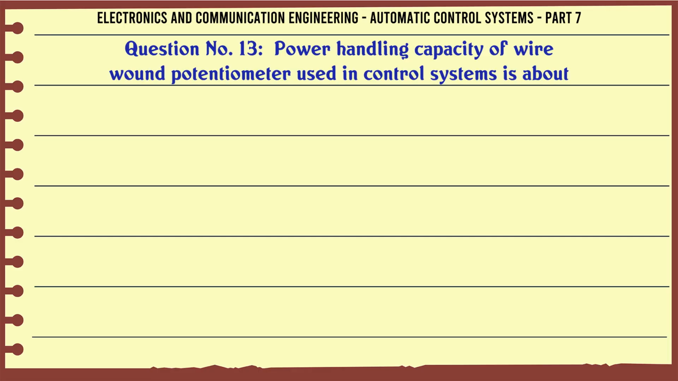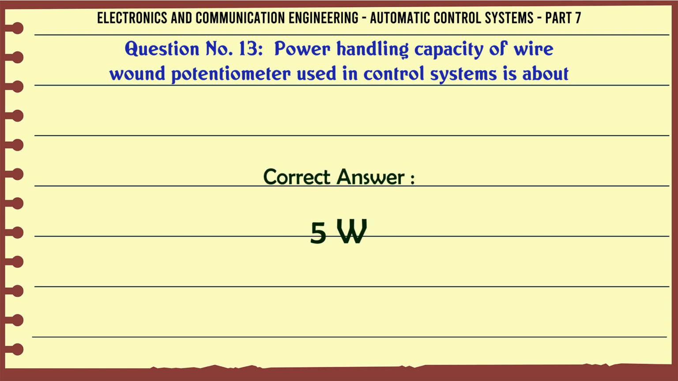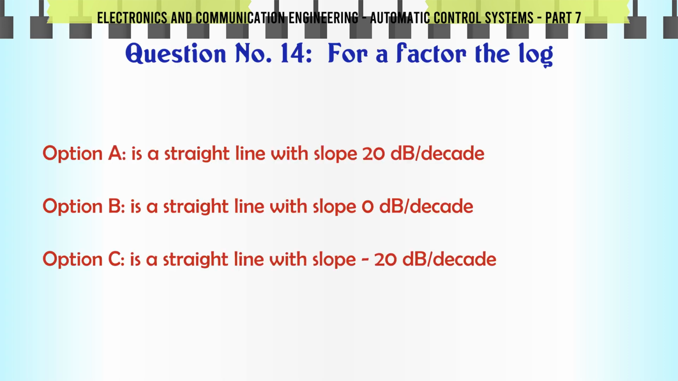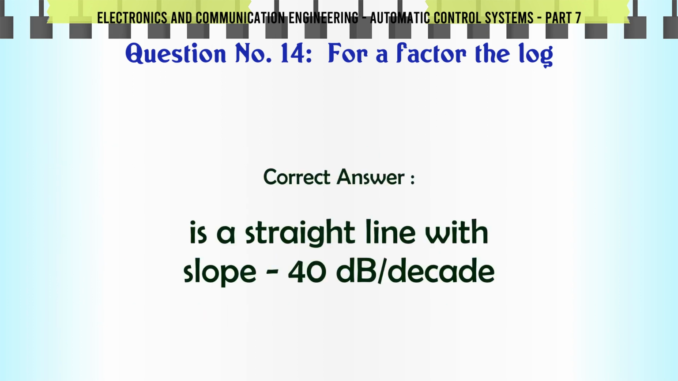Power handling capacity of wire-wound potentiometer used in control systems is about A: 0.1 watts, B: 5 watts, C: 25 watts, D: 100 watts. The correct answer is 5 watts. For a factor, the log magnitude plot A: is a straight line with slope 20 dB/decade, B: is a straight line with slope 0 dB/decade, C: is a straight line with slope -20 dB/decade, D: is a straight line with slope 40 dB/decade. The correct answer is a straight line with slope 40 dB/decade.